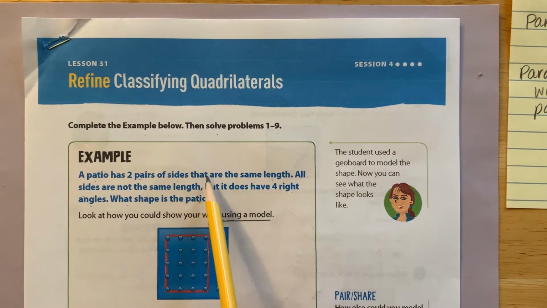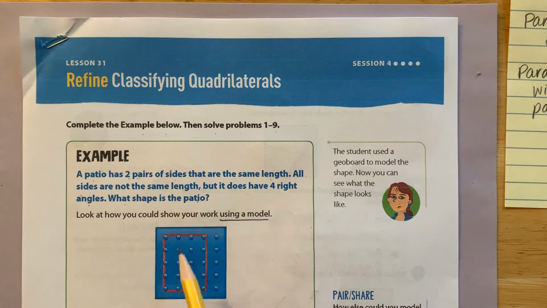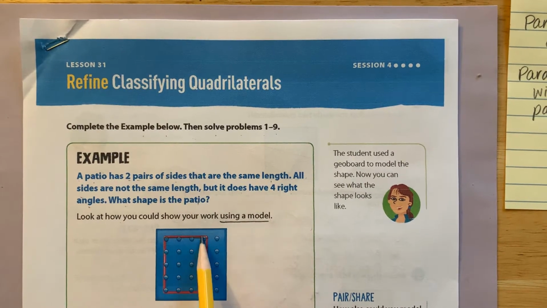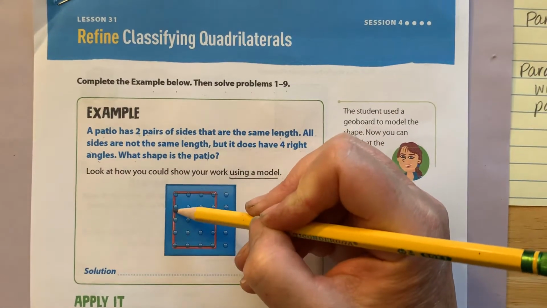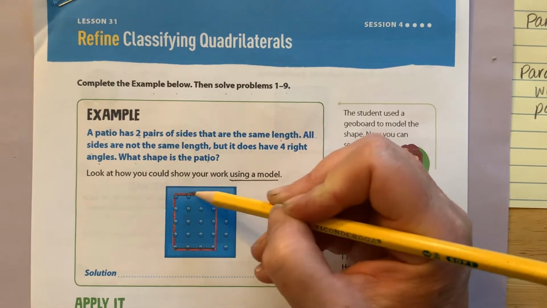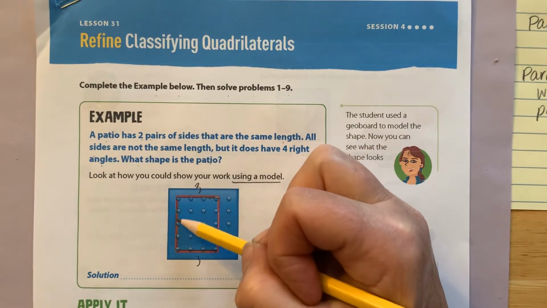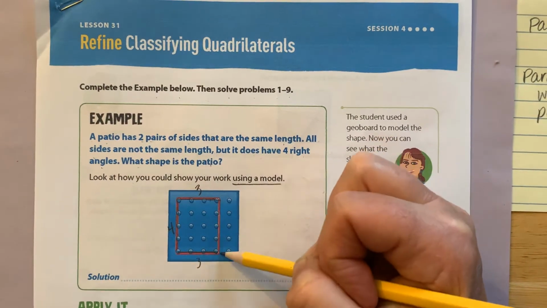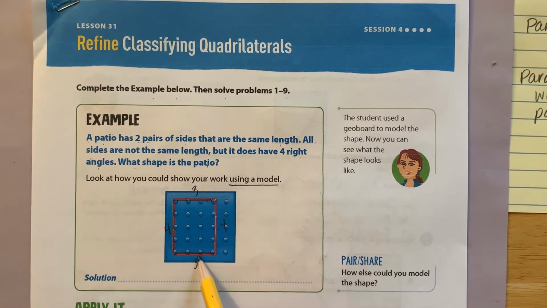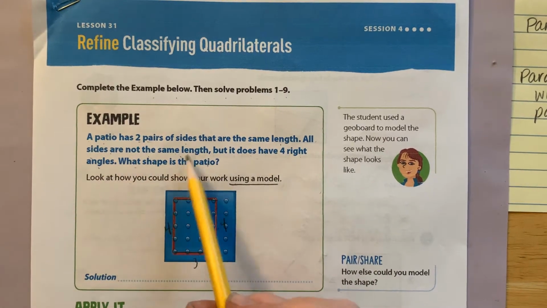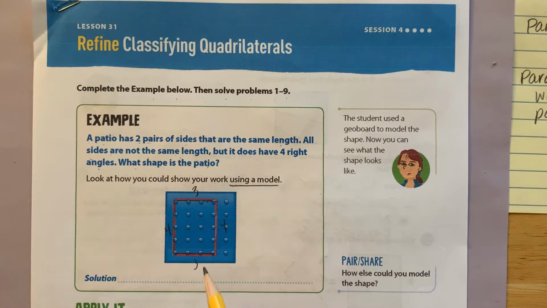Okay, so let's go back and see what they wanted us to have. A patio has 2 pairs of sides that are the same length. Notice that this is 4 units long, and this one's 4 units long, so 2 sides the same length. And this side has 1, 2, oh, that was 3 units. Sorry, I misspoke. That was 3 units, and this one's 3 units. How about this one? 1, 2, 3, 4 units, and this one's 4 units. So it has 2 pairs of sides that are the same length. These are the same, these are the same. All sides are not the same length. Well, because we have 3 and then 4, 3 and then 4. So we've drawn that part correctly.